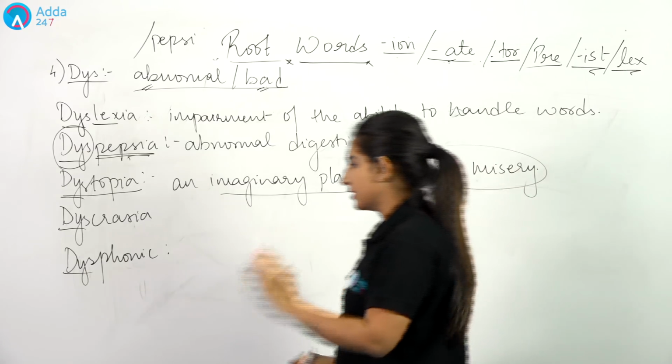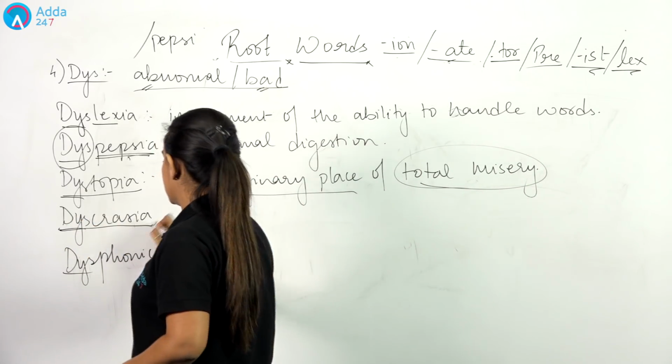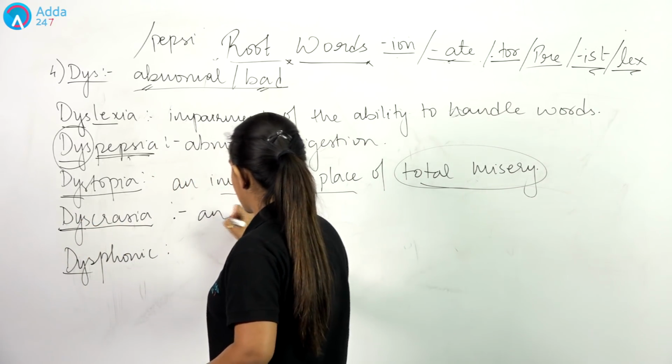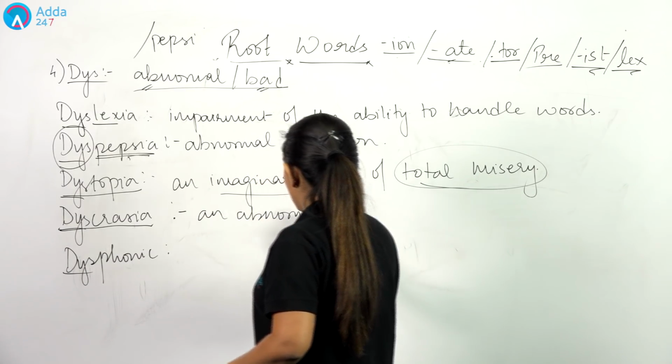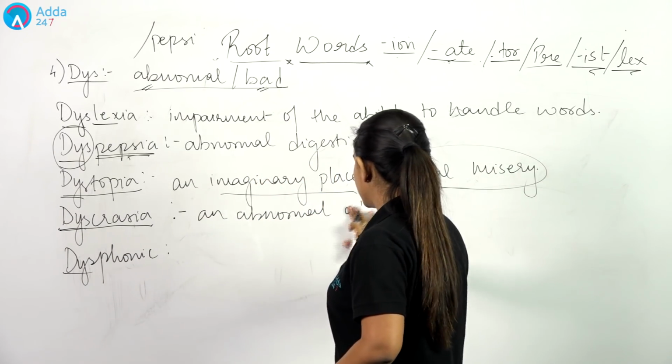So that's dystopia, right? Then we have dyscrasia. Dyscrasia means an abnormal bodily condition.